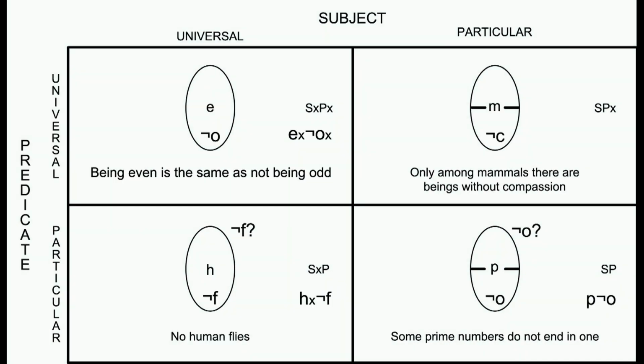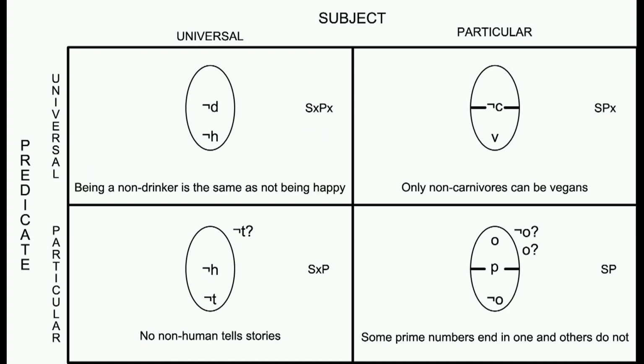We should note that the fact that the propositions are affirmative or negative does not affect the basic structure. We can also observe in the image that terms such as non-human, non-drinking and non-carnivorous can act as subjects of the propositional models.